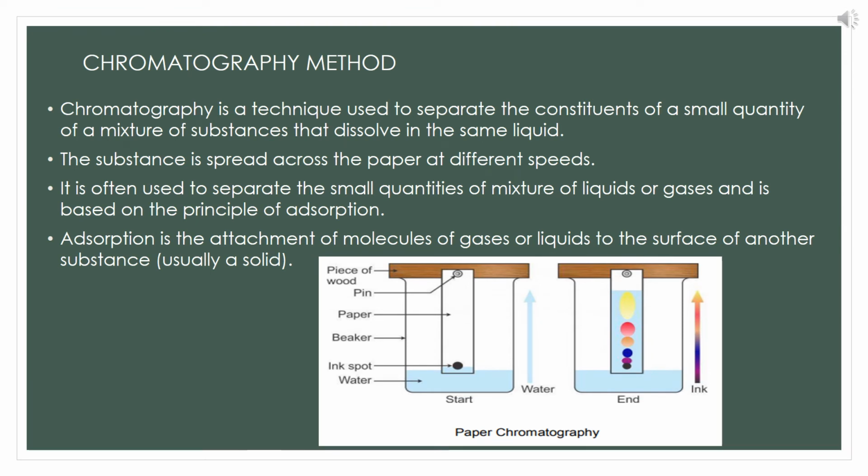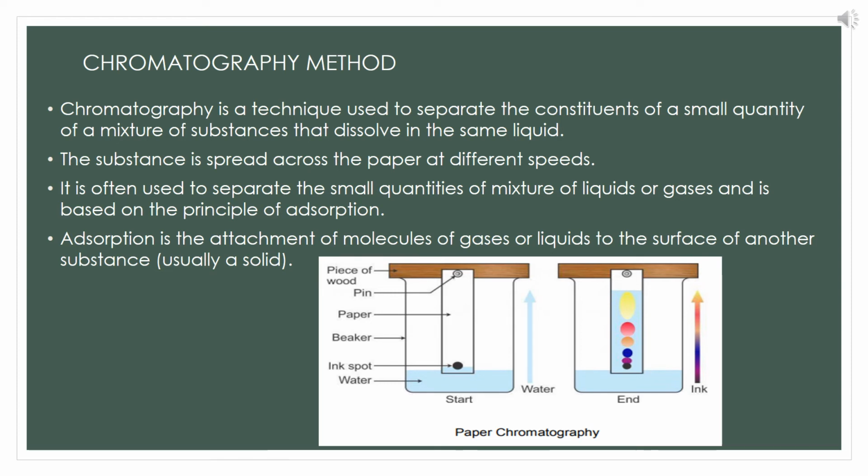The last method is the chromatography method. It is a technique used to separate the constituents of a small quantity of a mixture of substances that dissolve in the same liquid. The substances are spread across the paper at different speeds. If you can see in the picture, the process of paper chromatography is shown. In the first picture, as the start picture, we have taken a filter paper. At one end of the filter paper we have taken a small ink spot which is to be separated, that's a black ink spot.